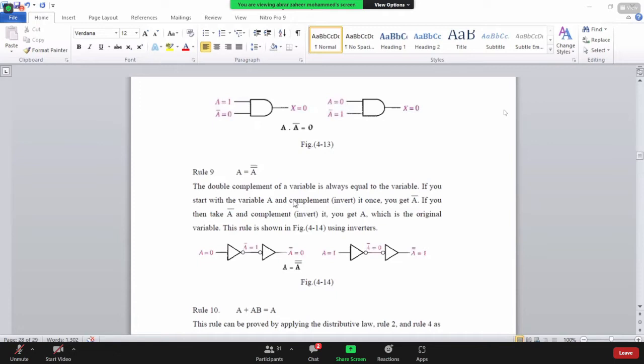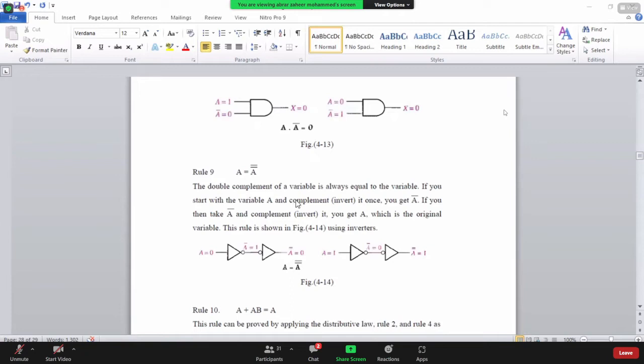So that is shown by using the inverters. If A is equal to 0, the output of the NOT gate is equal to 1, and when this 1 is given as input to the other gate, the output is equal to 0. Here again we can take A is equal to 1, then the output is 0, and this 0 is again given to the NOT gate, so the output is equal to 1. So A is equal to A double bar.